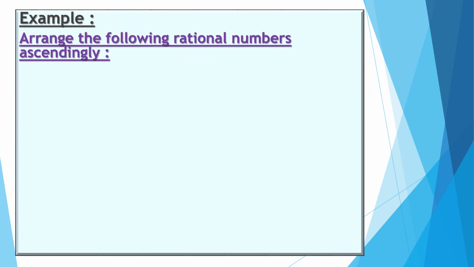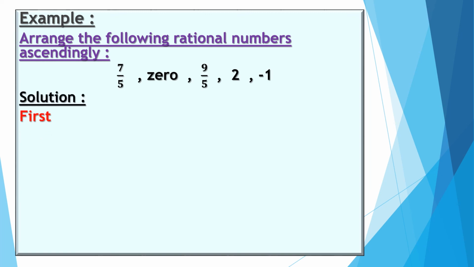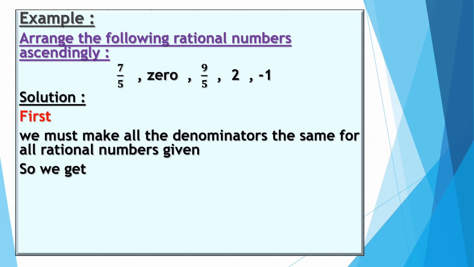Arrange the following rational numbers ascendingly. We have 7 over 5, 0, 9 over 5, 2, and negative 1. Before arranging those numbers, we must make the denominator the same for each number we have. It will be 7 over 5, 0 over 5, 9 over 5, 2 will be 10 over 5, and negative 1 will be negative 5 over 5, like that.